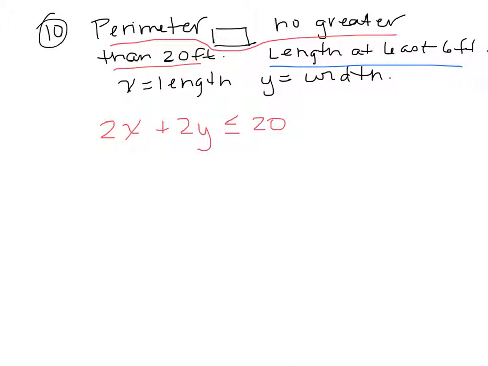And then we also know our length, which is x, is at least 6 feet. So at least meaning it can be more than that. It could start at 6 or it can be more than that. So x is greater than or equal to 6 feet. Okay, so let's see what this looks like on a graph.